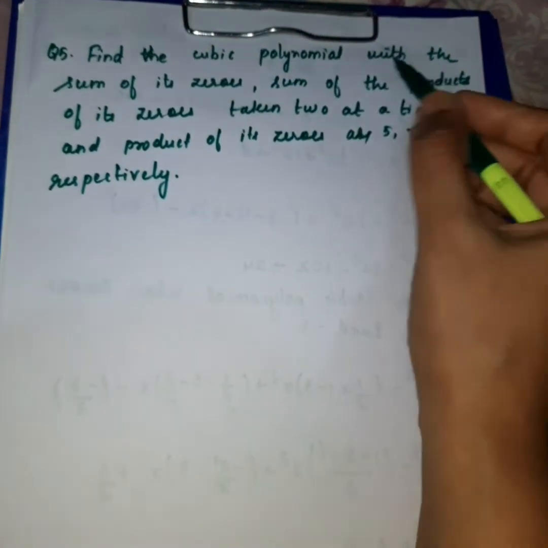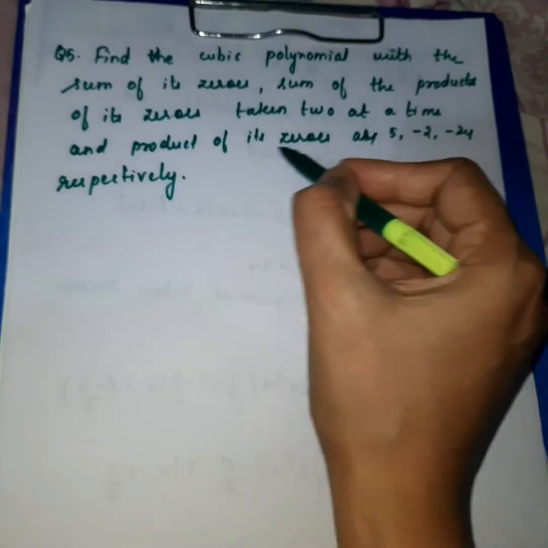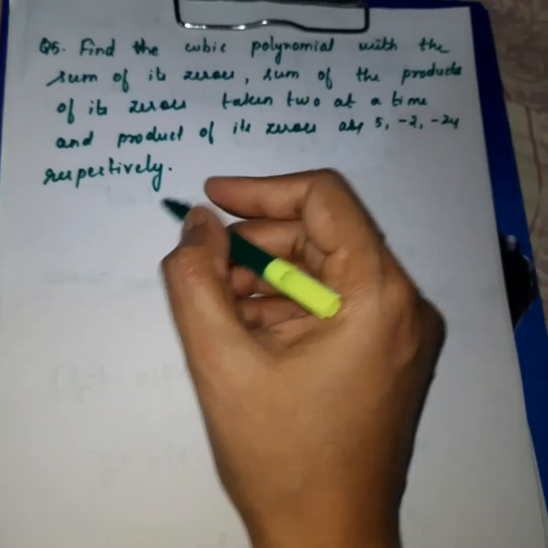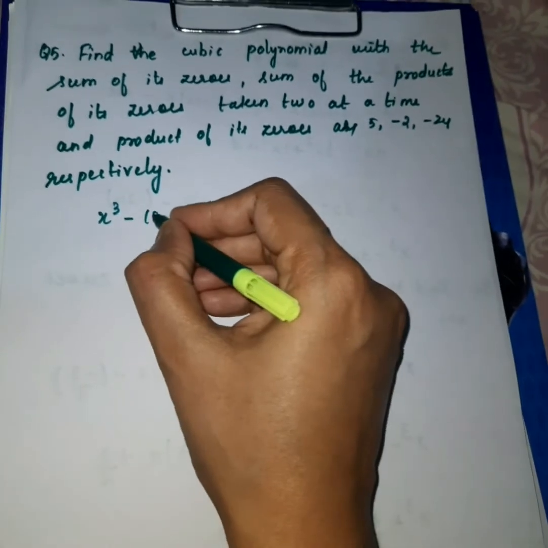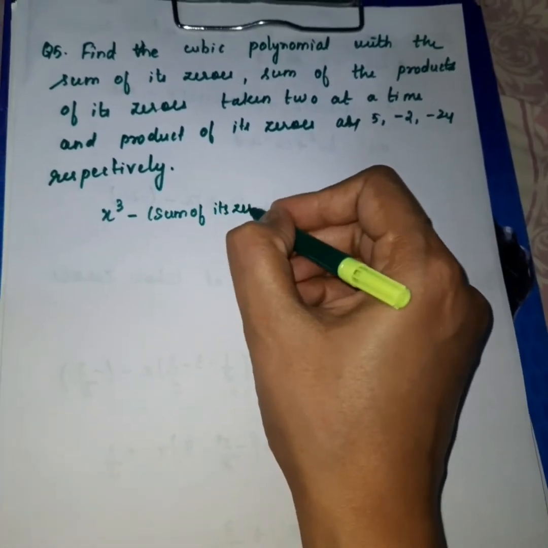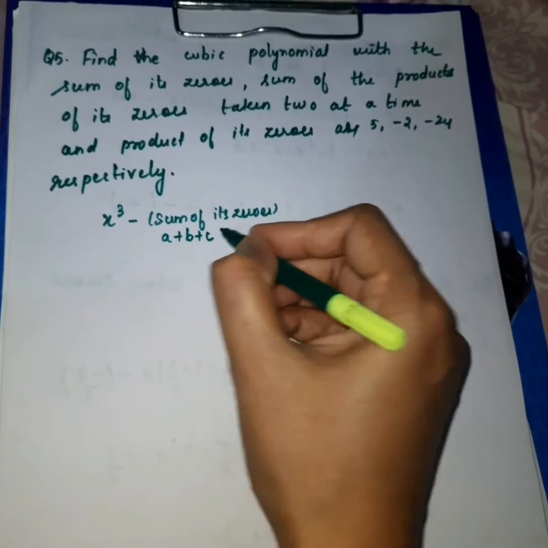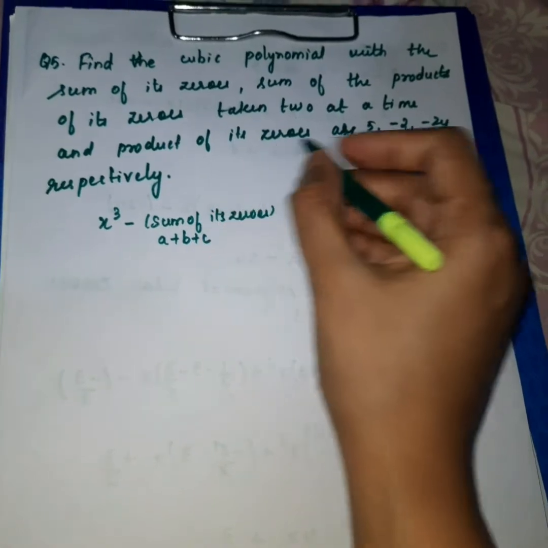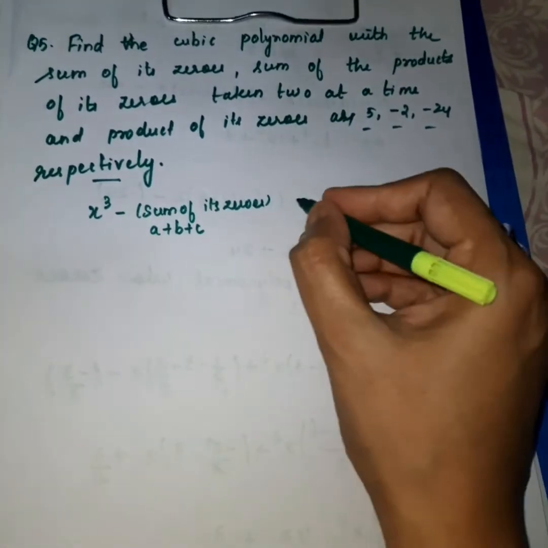Question 5. Find the cubic polynomial, given its sum of zeros, sum of the product of its zeros taken 2 at a time, and product respectively. So we already know how it is mapped to the cubic polynomial. Sum is mapped to the x square. Sum, that's going to be 5.